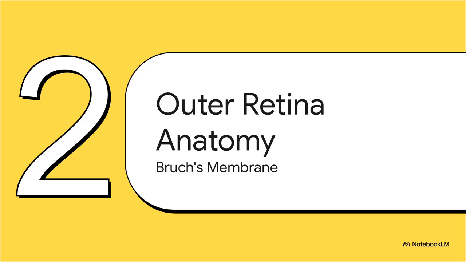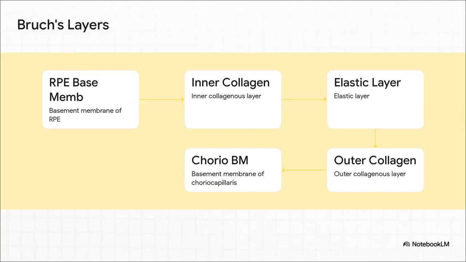All right, moving right along to Section 2. We've covered the epidemiology, now we've got to understand the where. Let's master the anatomy of the outer retina. To truly understand AMD, you have to understand the barrier separating the retina from the choroid down below it, and that is Bruch's membrane. But Bruch's is not just one simple single line. It's actually a multi-layered sandwich.